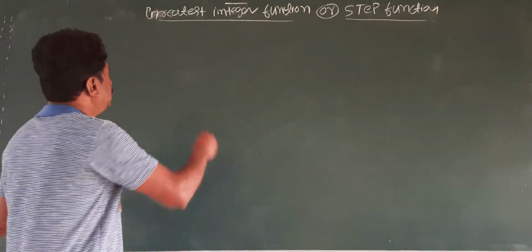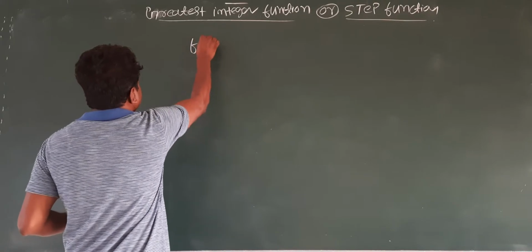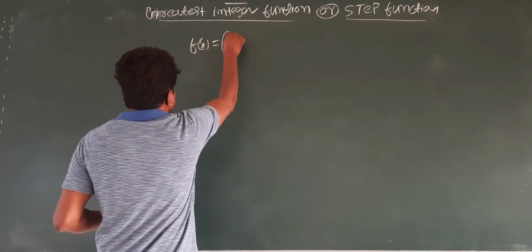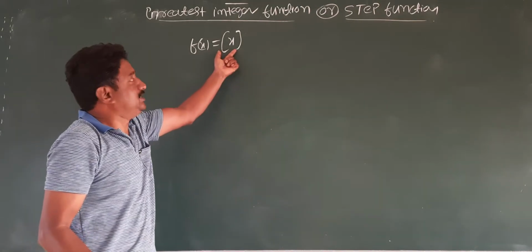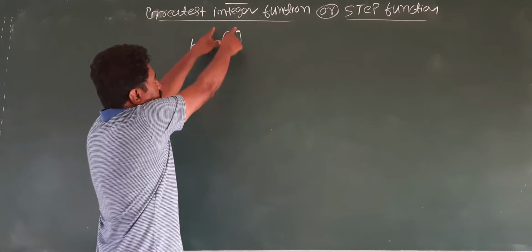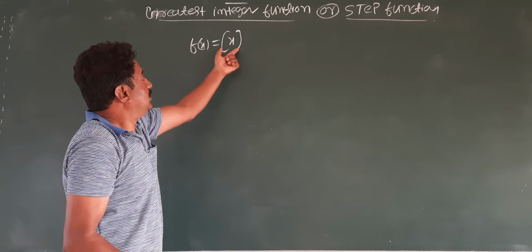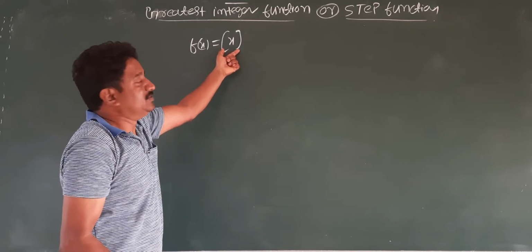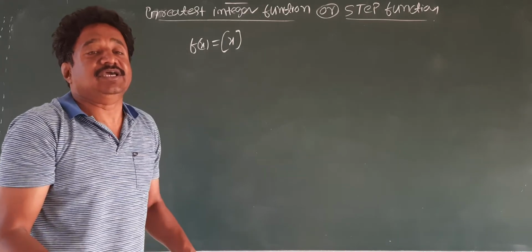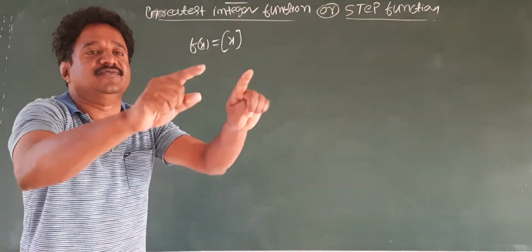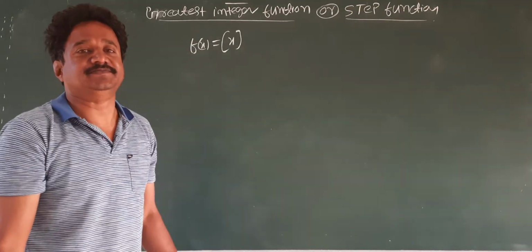So, this function f(x) equals... we represent the greatest integer function by this notation. This is how we represent it. x should be written within square brackets.